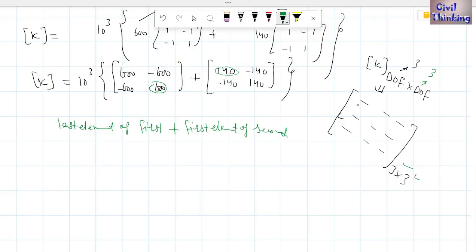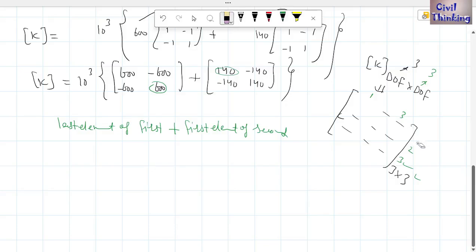Now the other YouTubers have done it like this: we have 3 nodes, then 1, 2, 3, then this is 1 and 1. They will find where is 1, 1, 2, 1, 2. Then they will see where is 1 and 1. It is 600. Then they will place it here, and I feel that we don't need to do that.